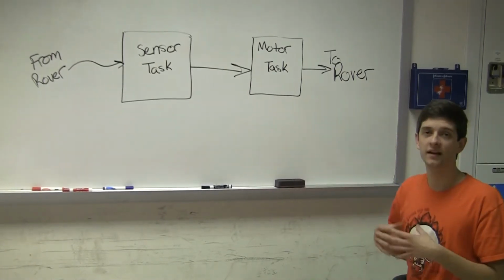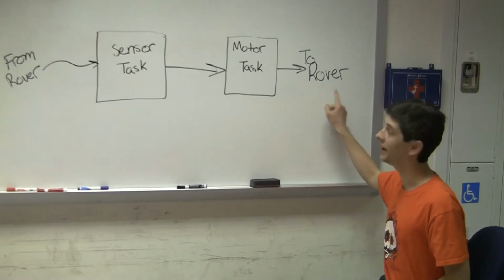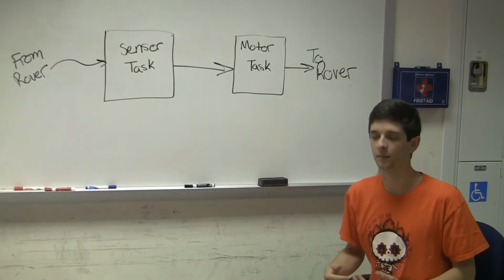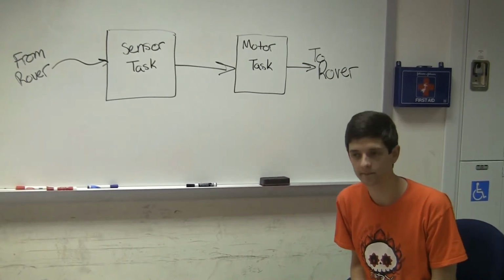From there, the information in the motor task is packaged up and then sent back to the rover so that the motors can create the appropriate response requested by the arm.